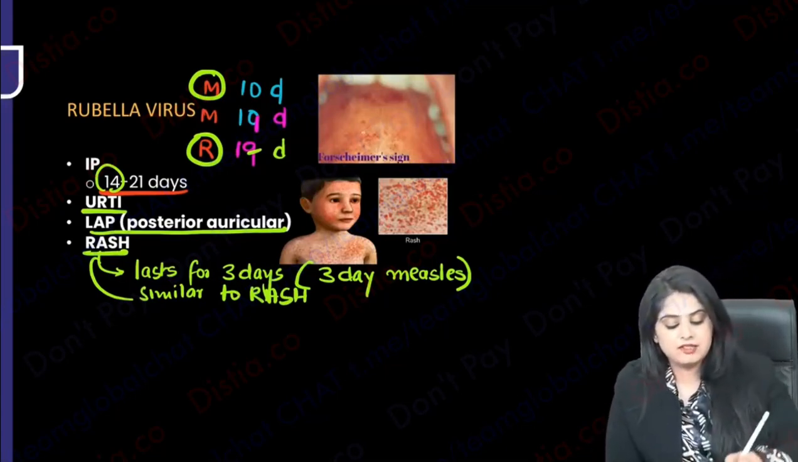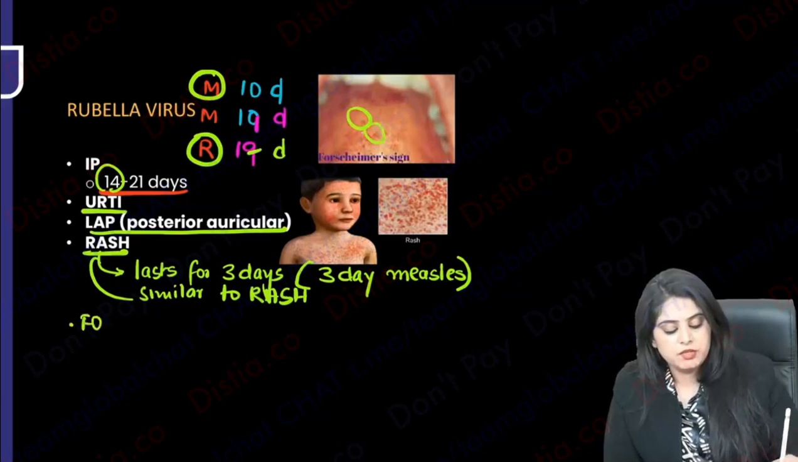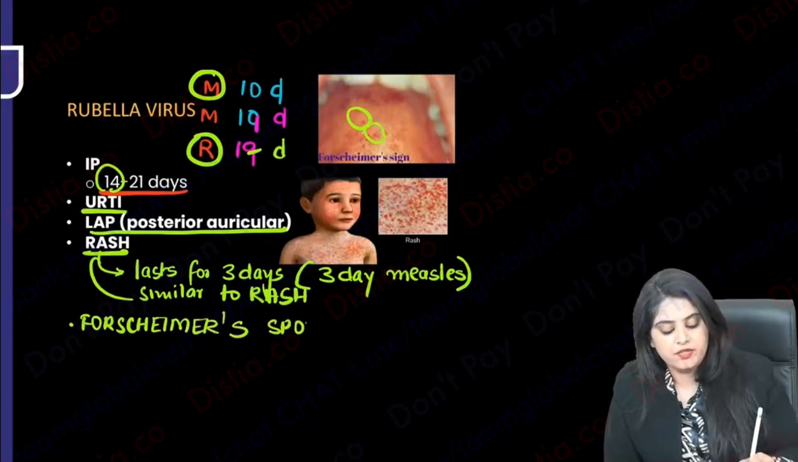What else? Can I see something over here? Some red spots over here. What are those? Those are known as the Forchheimer spots. These are known as Forchheimer's spots, and they are seen on the palate. You can see them on the soft palate. They are red color spots.